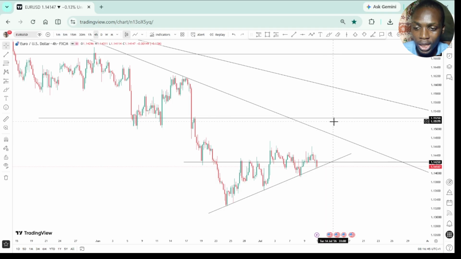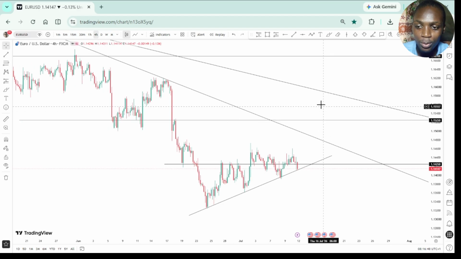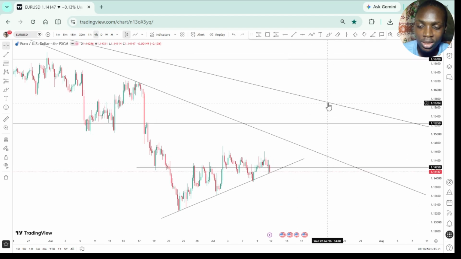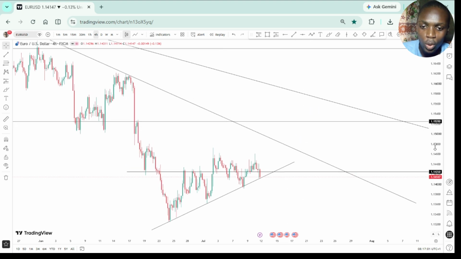This third touch might go to break at this one to touch the psychological level. It might even break this psychological level to come and respect this main trend line. But this psychological level at this one is very important because it touches the counter trend line. It touches the main trend line and the counter trend line, and also has a psychological level at this level. So that is what we are waiting for.